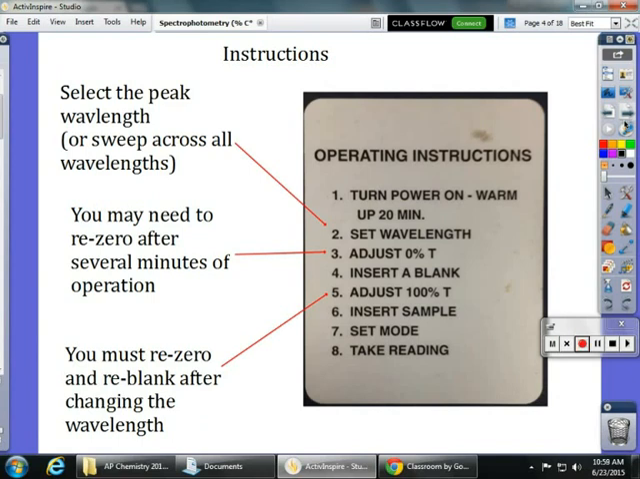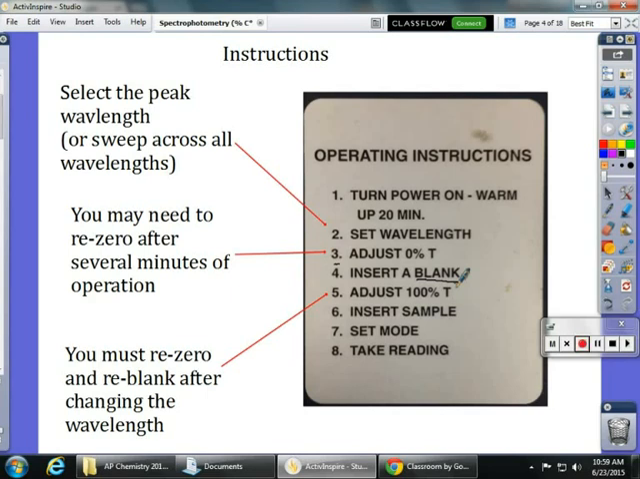And then you're going to adjust the 0% T. So that's when it's telling you the 1 knob here in step 3. You want to adjust it using the 1 knob so that we're reading 0% T. And then we're going to insert the blank. And I said the blank is just a cuvette that has water in it, or whatever the solution is that we're going to be diluting our substance that we want to be measuring the absorbance of in. Usually it's just distilled water that we put in there.